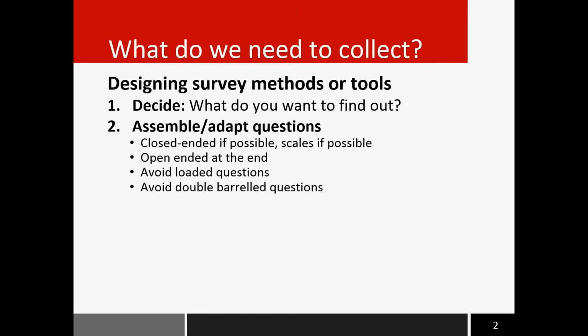Finally, avoid double-barreled questions. These are questions that ask two things at once, leaving the respondent unclear as to which part to respond to. An example of this might be, do you sometimes forget or decide not to take your medication? So we're asking two things there. Do people forget to take their medication, or do they decide not to take it?